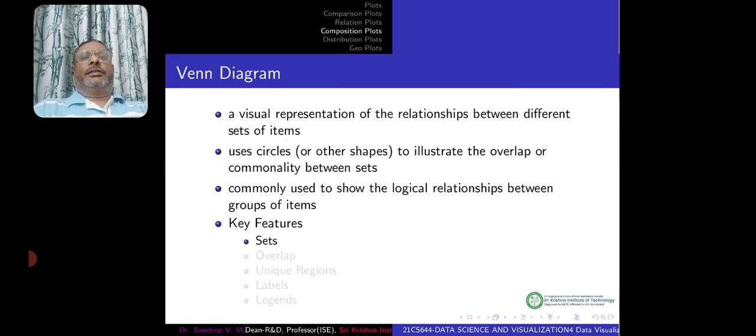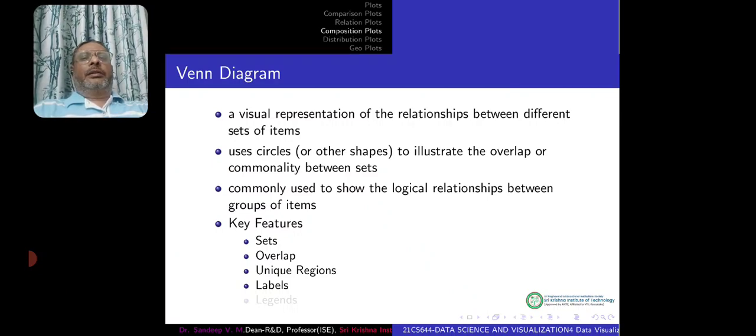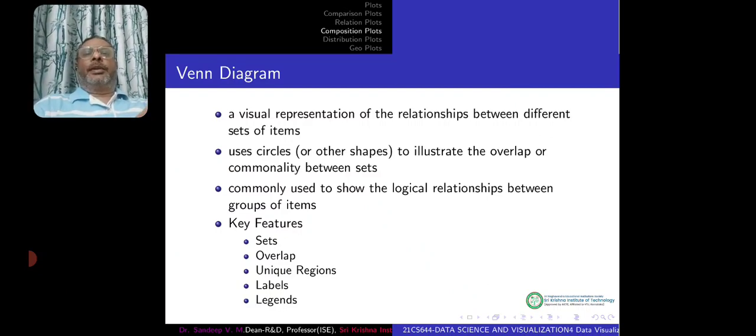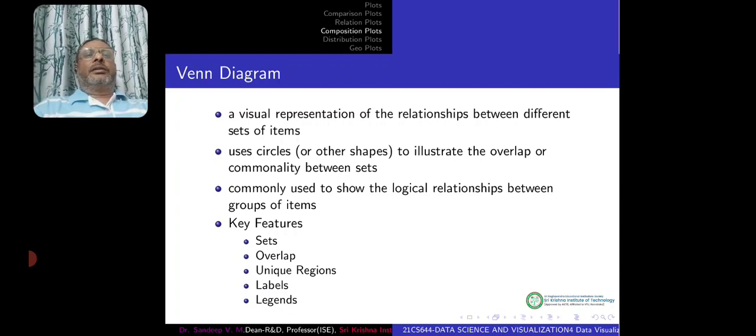The key features: we have sets, there is overlap among the sets, and there are unique regions in the overlaps, and each region is labeled, and appropriate legends are required to explain the context in which we are displaying it.